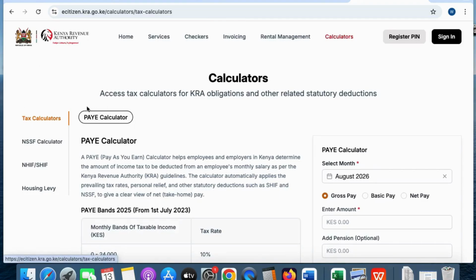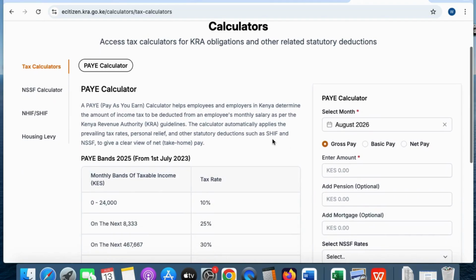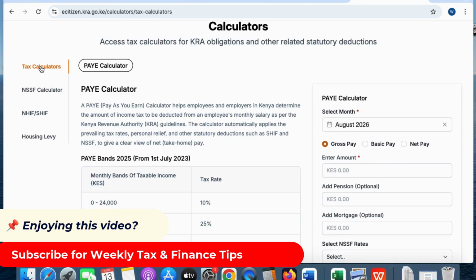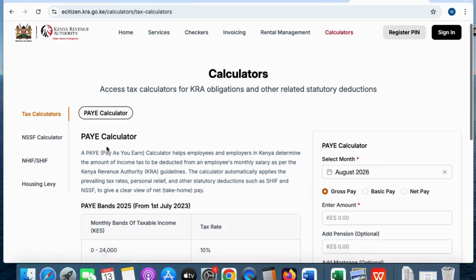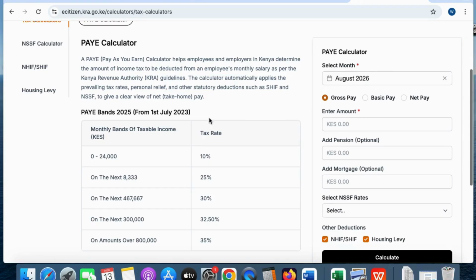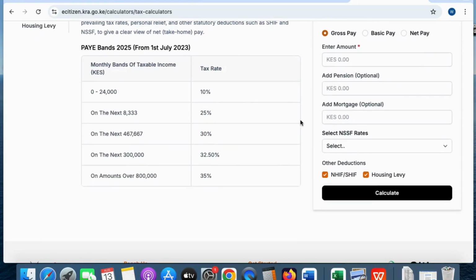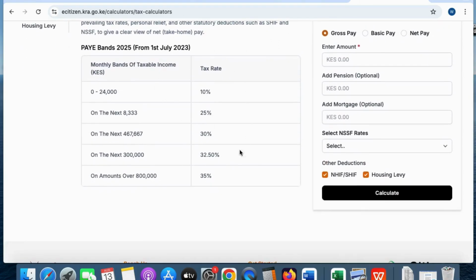So all these calculators will be able to help you calculate how much you'll pay. If you want to calculate individually for any of those deductions, then you'll be able to calculate from this point. So let's now look at the overall KRA tax calculator. You'll click on tax calculators here, and then you'll be able to see the PAYE calculator. You can also see the current KRA paid tax bands that are applicable in this section, but our main focus is the PAYE calculator section.